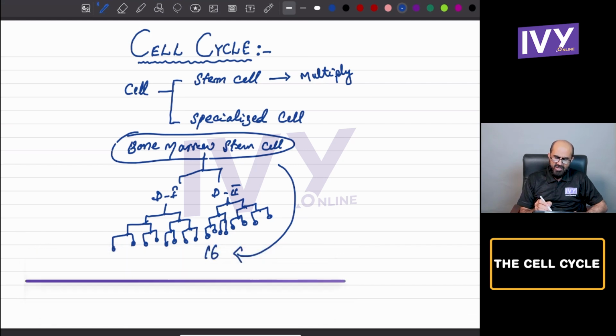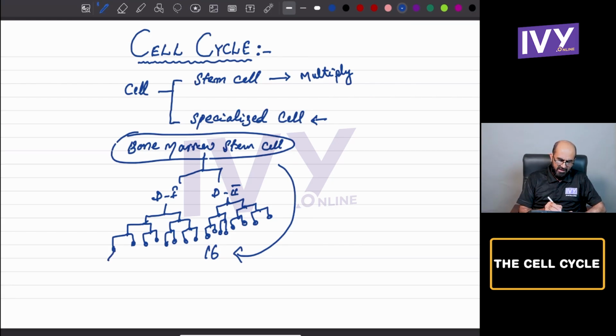Now, the other kind of cell is the specialized cell. A specialized cell is the one which starts its unique function. Suppose the daughter cell produced from the bone marrow cell is developed into an RBC, a red blood cell, because it is formed from the bone marrow. Similarly, this cell is modified to form neutrophils, which are white blood cells. Similarly, this one is specialized to form macrophages, which are also phagocytes, white blood cells, and so many other cells.